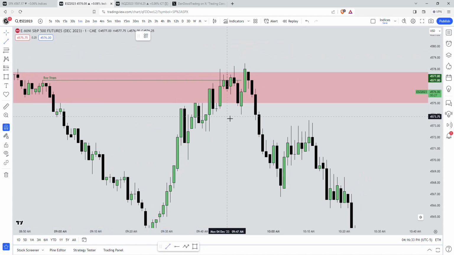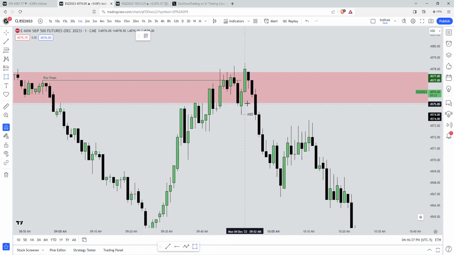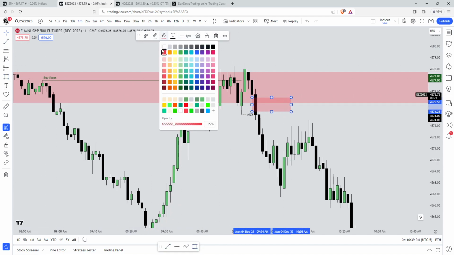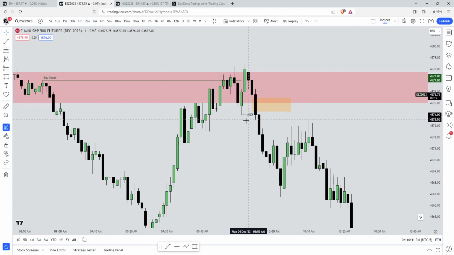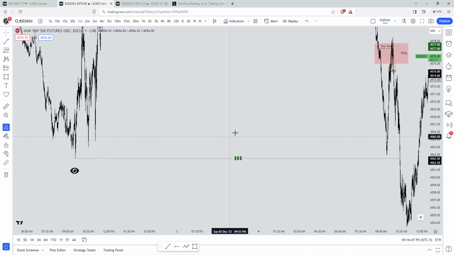And then I'm looking for a shift in market structure lower, which we have right here. And then I'm looking for a fair value gap nested within there. So this is a bearish 2022 model out of the 15-minute fair value gap. Where is price likely to head now? For the draw on liquidity lower.